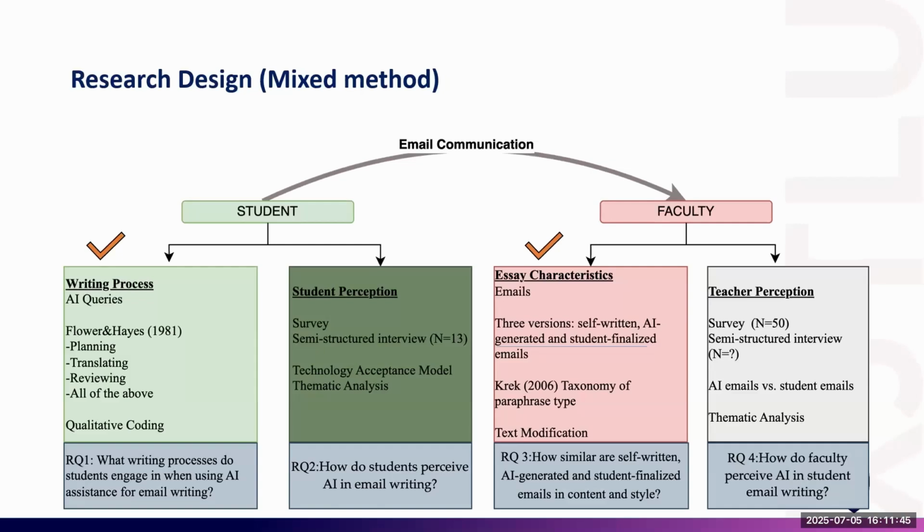So when we analyze the characteristics of the 3 versions of emails, we use Craig's taxonomy of paraphrase type. Basically, we want to see how students modify the ChatGPT generated version to achieve the status that they are satisfied with and feel they are ready to send to their professors. And for this part, we would like to answer the third research question: how similar are self-written, AI-generated, and student finalized emails in content and style? So in today's presentation, we focus on RQ1 and RQ3, as the perception part is still ongoing.